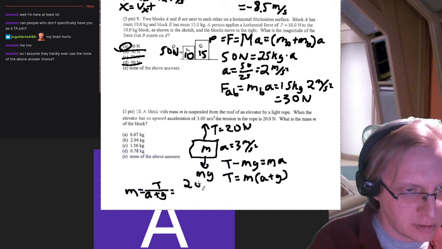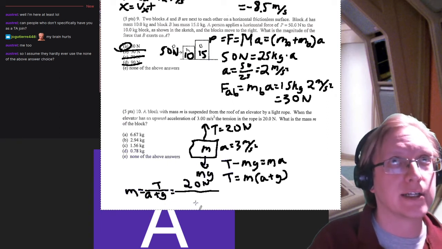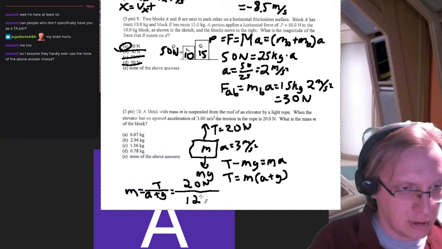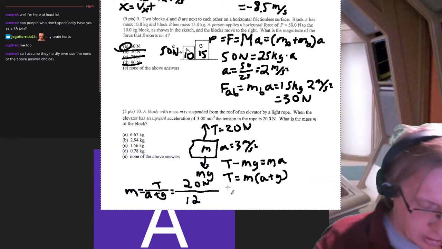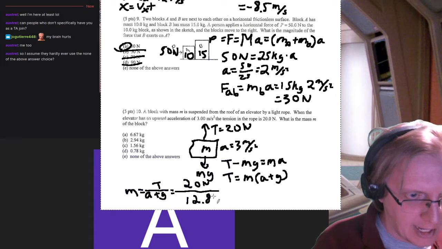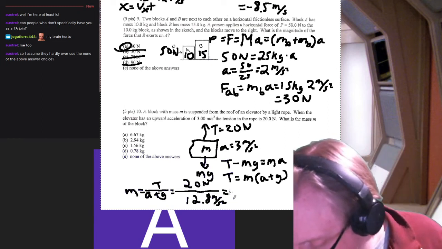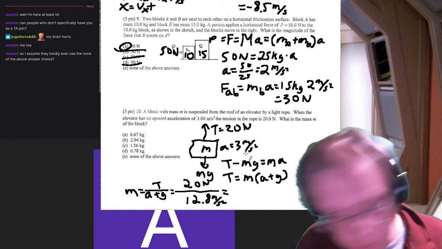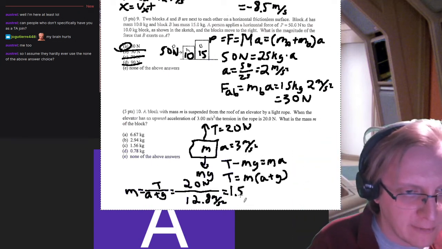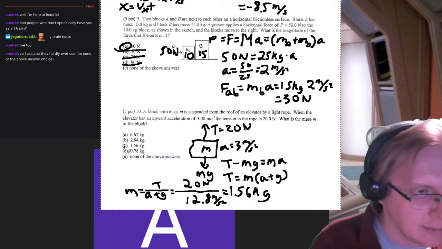Bunch of numbers: 20 newtons over acceleration a plus g, 9.8 plus 3 is 12.8 meters per second squared. 20 divided by 12.8 is 1.5656. So 1.56 kilograms. Circle that.